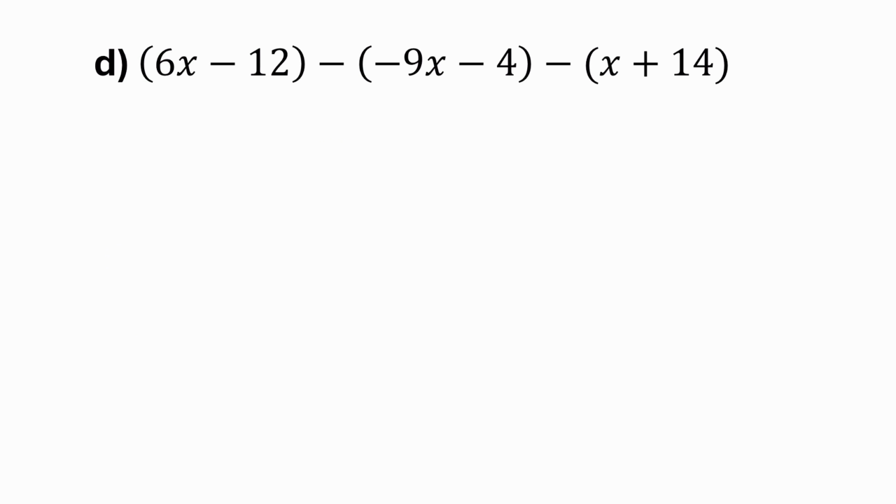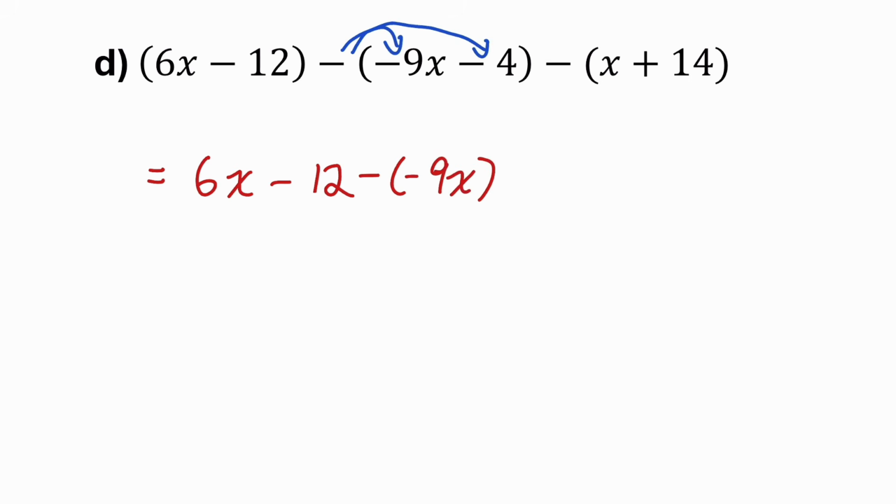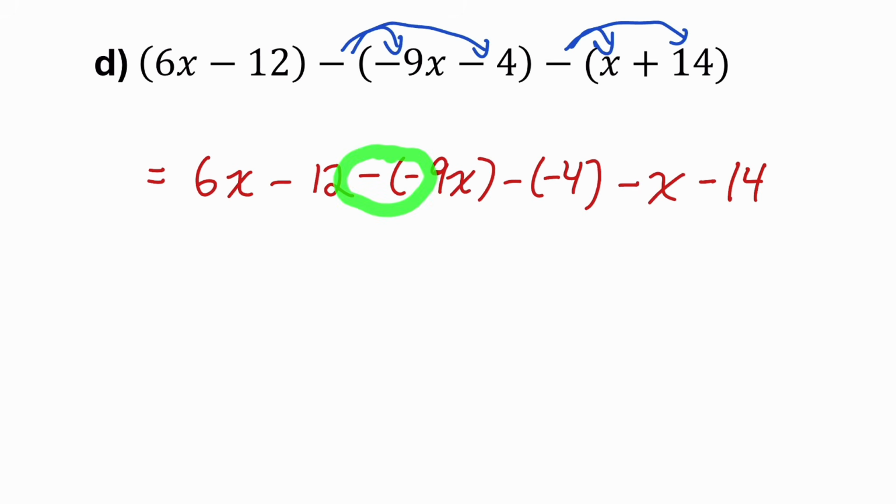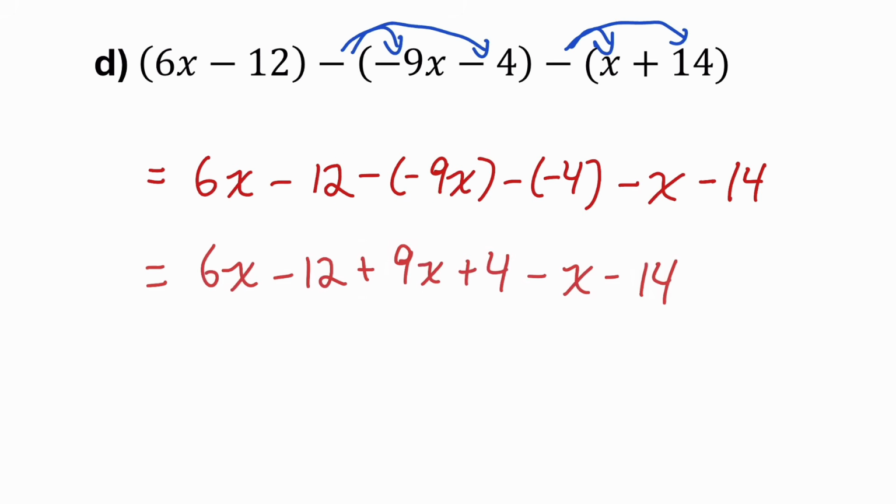This time I need to subtract this polynomial and then subtract that polynomial. I can do it all at once by following the same rules. The first polynomial, 6x minus 12, we can drop the brackets. Then in the second polynomial, I have to subtract negative 9x and also subtract negative 4. And then in the third polynomial, I have to subtract the x and subtract the positive 14, which I can write as minus 14. I can simplify these minus negatives to just plus, and then find my like terms.